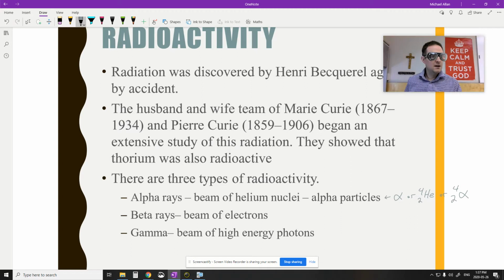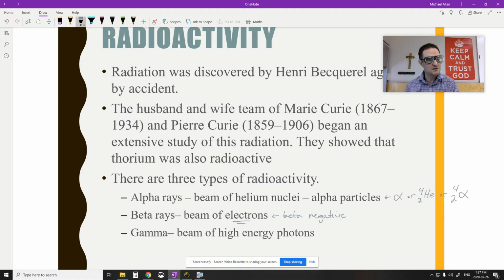Okay. They realized there's other beams as well. There's one called a beta ray. A beta ray comes in 2 different types. This one's very specific to talk about electrons. This is beta negative, right? Beta negative. There is a thing where you can have beta positive as well.